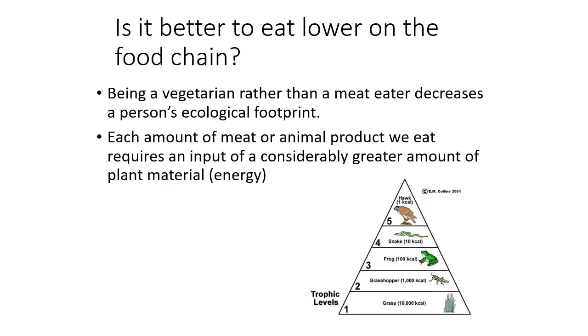So is it better to eat lower on the food chain? Being a vegetarian rather than a meat eater decreases a person's ecological footprint. Each amount of meat or animal product that we eat requires an input of considerably greater amount of plant material.